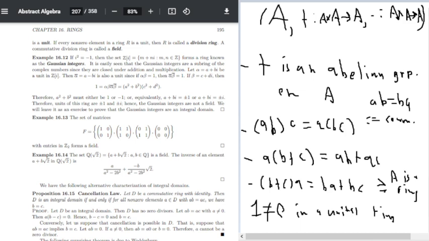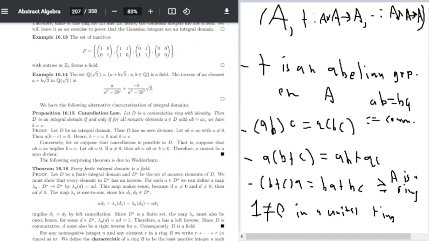Therefore, a squared plus b squared must be 1 or -1. Consequently, a plus bi is equal to plus or minus 1, or a plus bi is equal to plus or minus i. Therefore, the units of this ring are plus or minus 1 and plus or minus i. Hence, the Gaussian integers are not a field. We will leave it as an exercise to prove that the Gaussian integers are an integral domain.